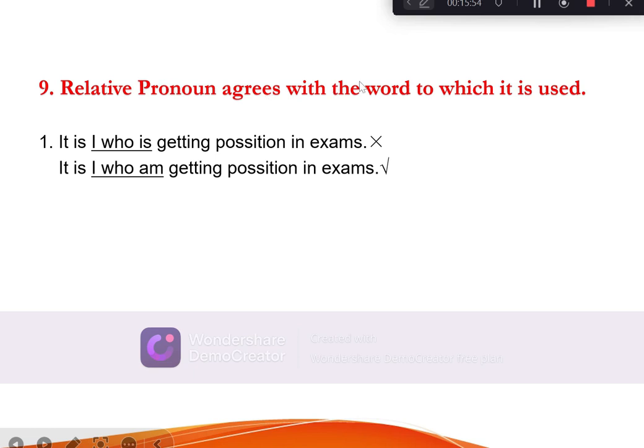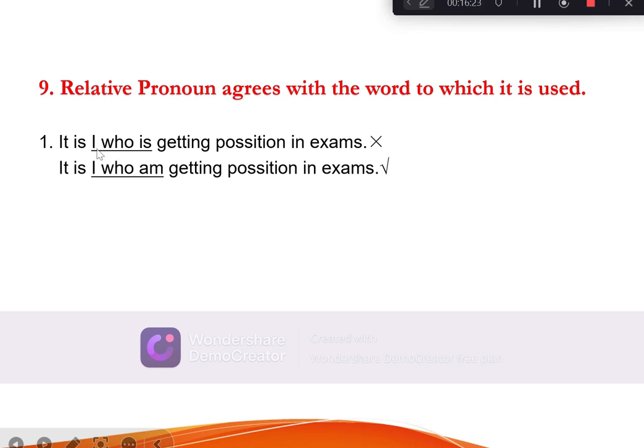Relative pronoun agrees with the word to which it is used. Relative pronouns are those pronouns which relate to sentence and used in place of a noun. It is I who is getting position in exams is the incorrect sentence, because who is a relative pronoun which is used with I. So a relative pronoun must agree with the word to which it is used. So who is used with I, therefore who must agree with I.